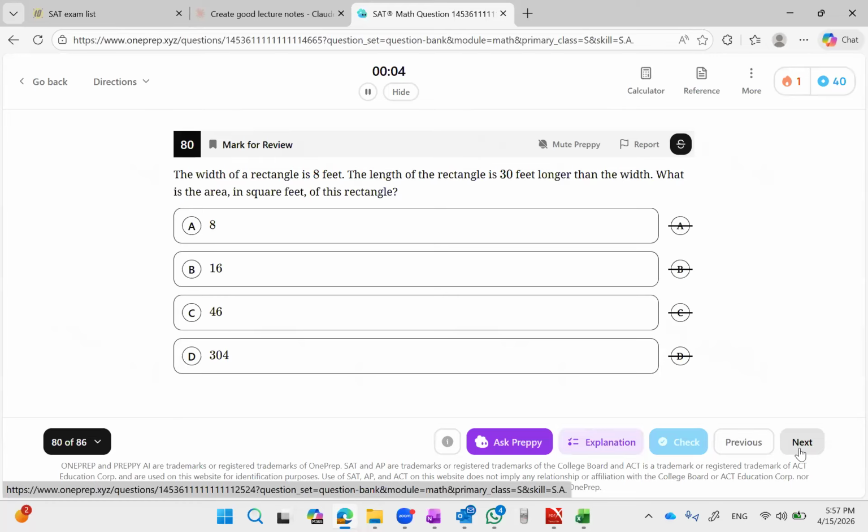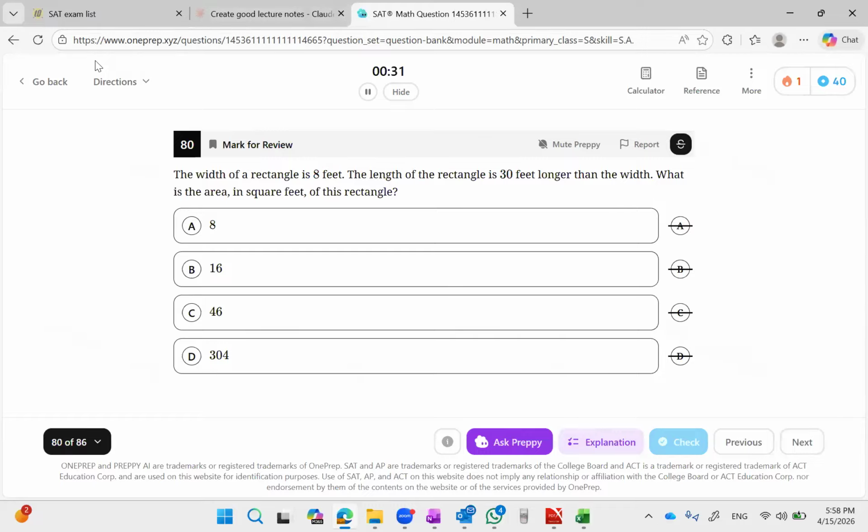This one also is easy because it says that the length of the rectangle is 30 feet more than the width. So what is the length? The width is 8. The length is 8 plus 30, so 38. Sorry, it's not times, it's 30 more, so it's going to be 8 plus 30, 38, right? Yeah, 38. But then you do 38 times 8, I guess.